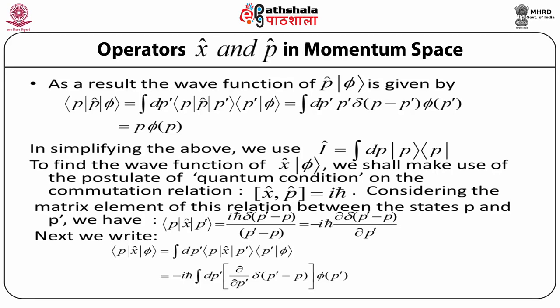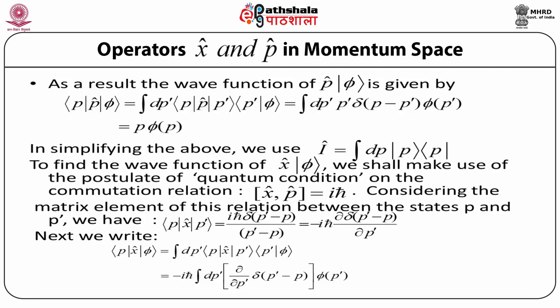Here, in order to simplify the above equations to reach the final result, we have used the identity of the unit operator, that is, operator I is equal to integration over dp ket vector p bra vector p. Now, if we want to find out the wave function of operator x acting on state vector phi, we shall make use of the postulate of quantum condition on the commutation relation between the operator x and the operator p, which is the commutator of x and p equal to i h cross, as was defined earlier.